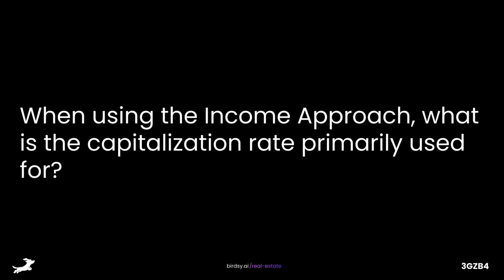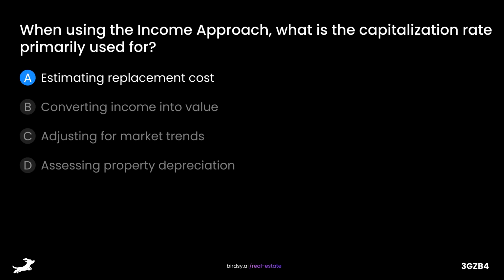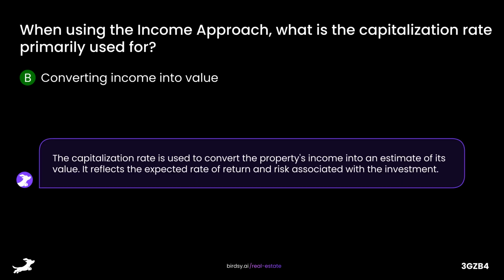When using the income approach, what is the capitalization rate primarily used for? Is it A, estimating replacement cost, B, converting income into value, C, adjusting for market trends, or D, assessing property depreciation? The answer is B, converting income into value. The capitalization rate is used to convert the property's income into an estimate of its value. It reflects the expected rate of return and risk associated with the investment.